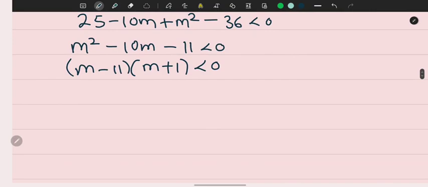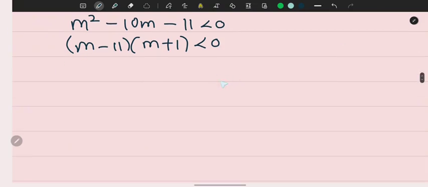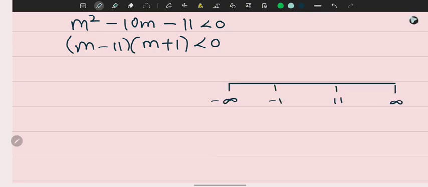Don't forget the quadratic inequality rule. We have different methods of solving this, but I'm using a number line here to get the values of m. Ordinarily, if you equate this to 0, you're going to have m equals 11 and m equals minus 1. That can be represented on the number line. What we're going to do now is consider each of the regions here. We have 3 regions.